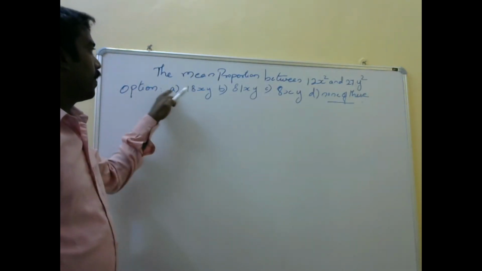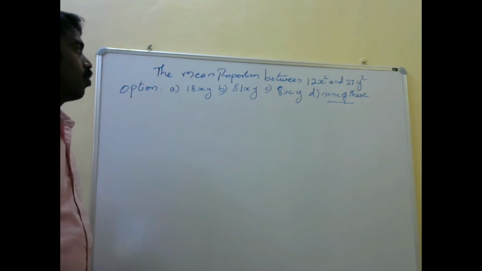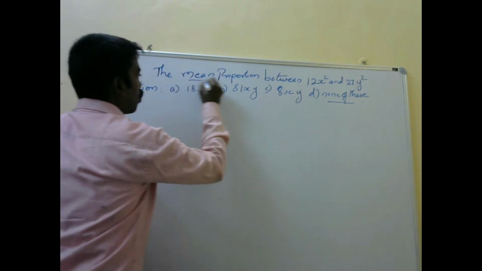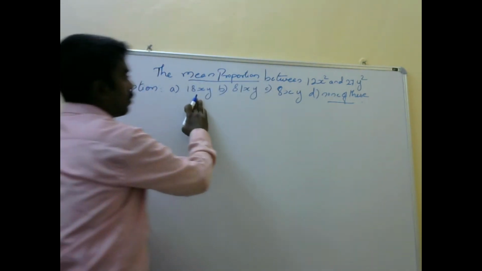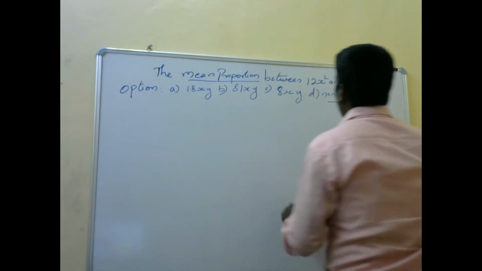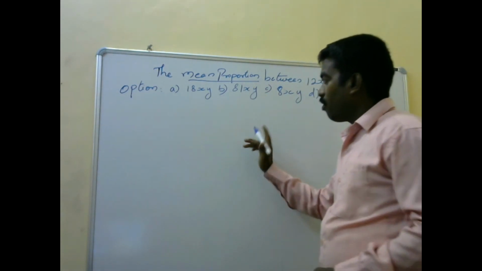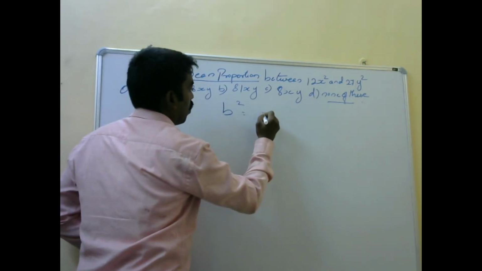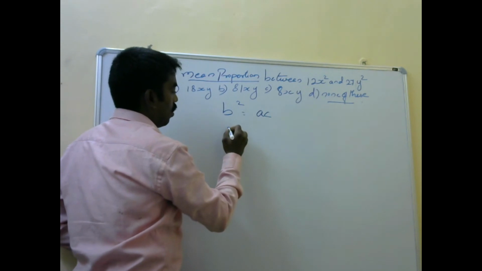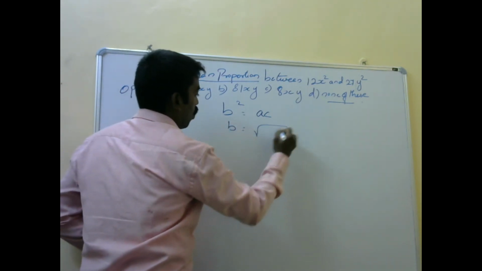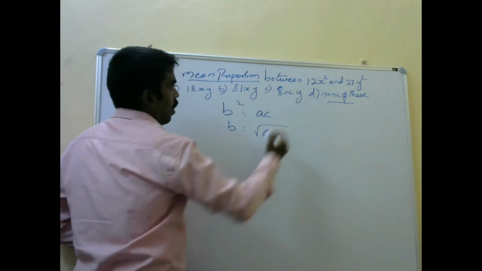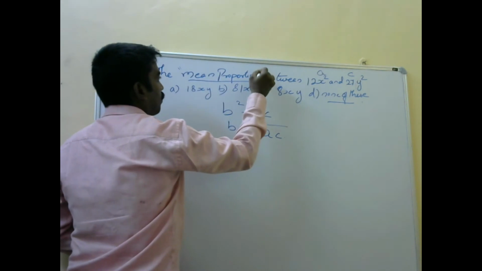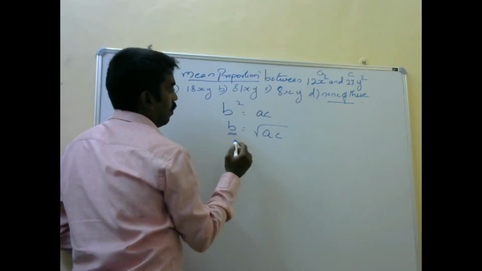Copy this question. The mean proportion between 12x squared and 27y squared. This is the question. What do they ask? A mean proportion. The options are A 18xy, B 18x, C 8xy, and D none of these. What is the mean proportion formula? B squared is equal to AC, or B is equal to square root of AC. In this, this is A and this is C. They ask for the mean proportion, so B is the mean proportion.